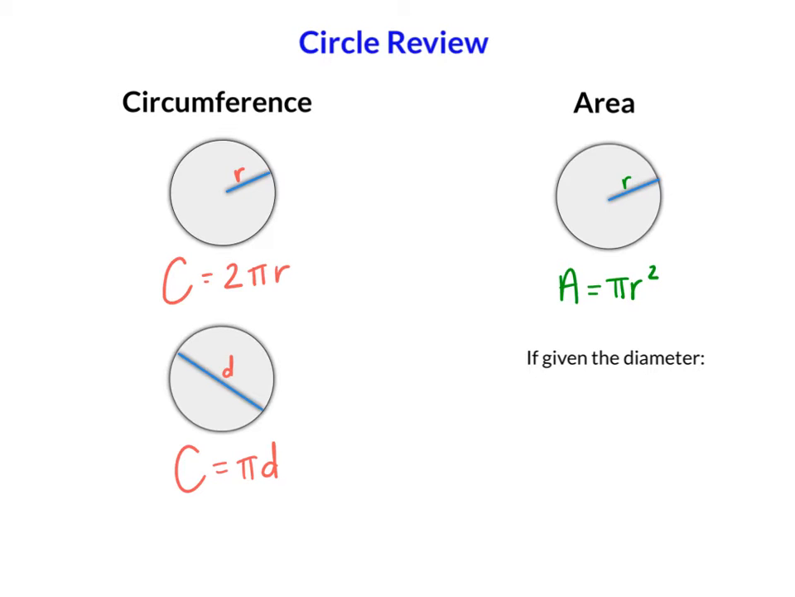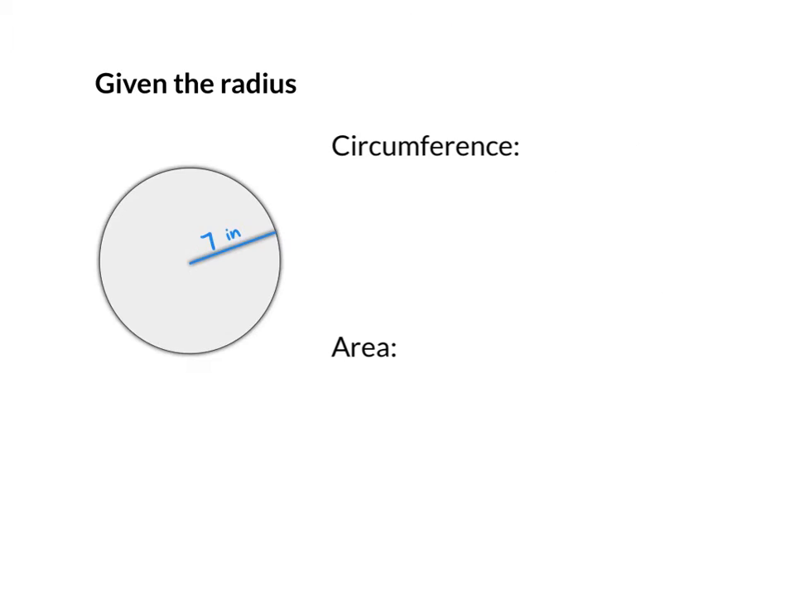So if you're given the diameter, what you have to do first is find the radius. And to do that, you divide your diameter by 2. So diameter divided by 2 gives you your radius, and then that's the value you're going to use in the formula. Let's take a look at some examples.